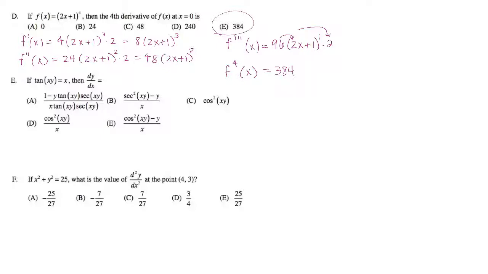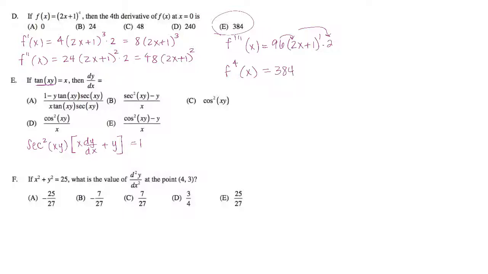Okay, our next problem involves implicit differentiation, so we're going to go ahead and do the derivative of tangent xy, which is going to be secant squared xy times the derivative of xy, and this is where our implicit is going to come in. So we have first times derivative of the second, so that's going to be our dy dx, plus the second times the derivative of the first, and all of that's equal to 1.